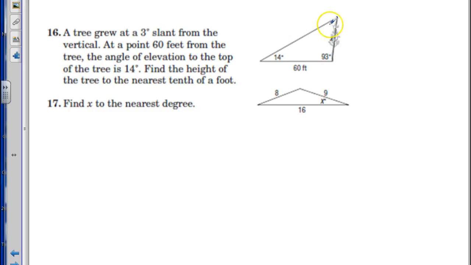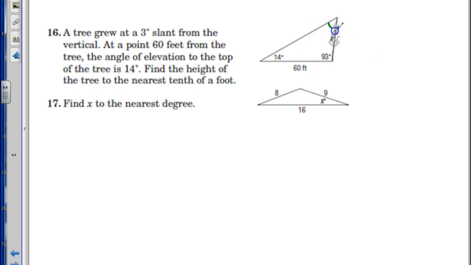So here's vertical. It's at a 3-degree slant, so that makes it 93 degrees. At a point 60 feet from the tree, an angle of elevation to the top of the tree is 14 degrees. Find the height of the tree to the nearest foot. All right, so again, we're given 2 angles and a side. This is law of sines. Law of cosines would be 3 sides or 2 sides and the angle between.